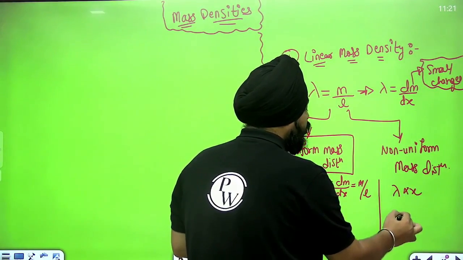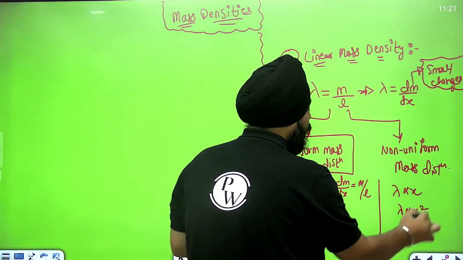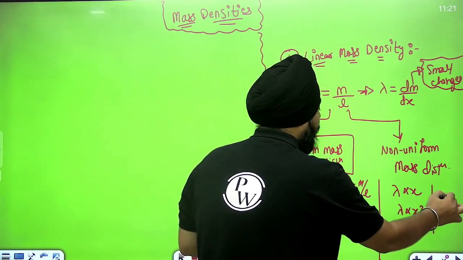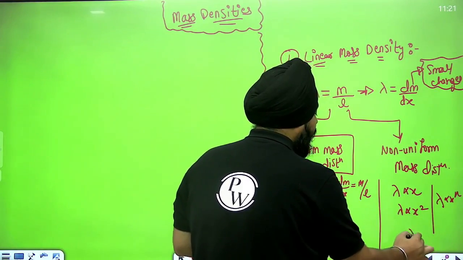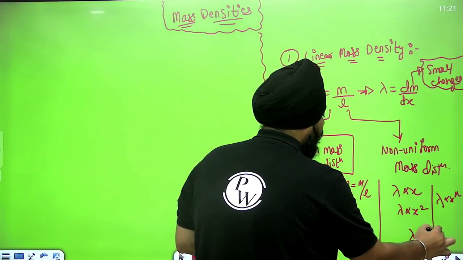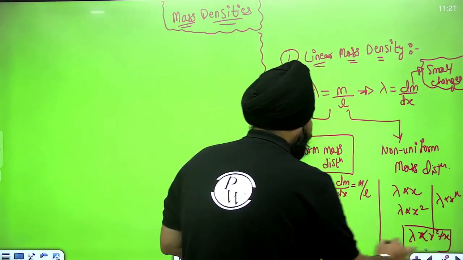Lambda is directly proportional to x. Lambda is directly proportional to x square. Lambda is proportional to x to the power n, lambda is proportional to x square plus x, like this way.